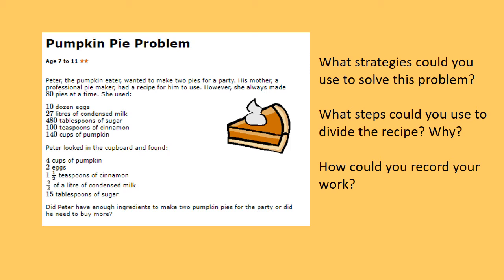Now it's time to have a think about the strategies you could use to solve this problem. The recipe is for 80 pies, but Peter only wants to make 2 pies. So we're going to need to change the recipe by scaling it down. So have a think about what scale factors might work well. And also have a think, how could you record your work? Pause the video for a moment and then we'll talk about it together.